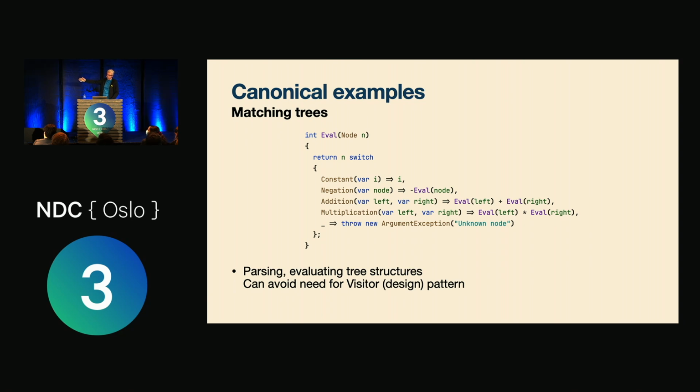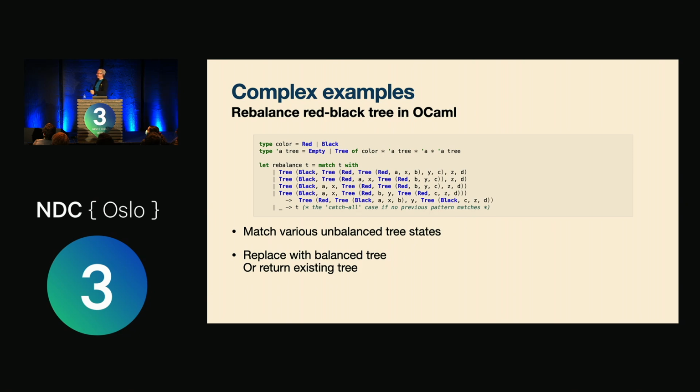We can match our node there. If it's a constant, pull out the value itself. If it's a negation, well, make it negative and evaluate the child node that's available there. If it's an addition, evaluate the two items on the left and the right. If it's a multiplication, just multiply them. Otherwise, it's a node which we don't know. But you can very concisely evaluate an expression just based on that. So it's matching a tree structure. Does that one make sense? Okay, cool. How about this one?